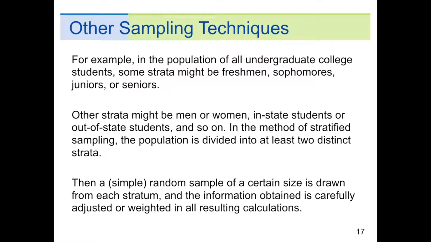In the method of stratified sampling, the population is divided into at least two distinct strata. Then, a simple random sample of a certain size is drawn from each stratum, and the information obtained is carefully adjusted and weighted in all resulting calculations. So in this way, you're splitting them up into groups that make sense, and then you're doing a simple random sample inside each group. So you're taking a simple random sample of the freshmen, a simple random sample of the sophomores, of the juniors, of the seniors, and then doing that.